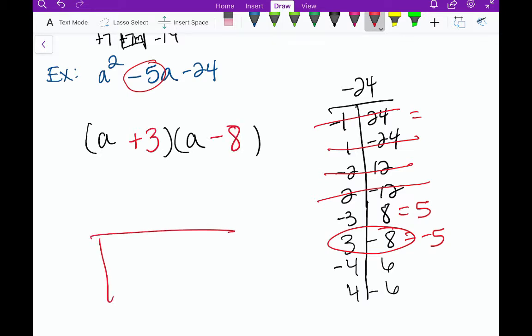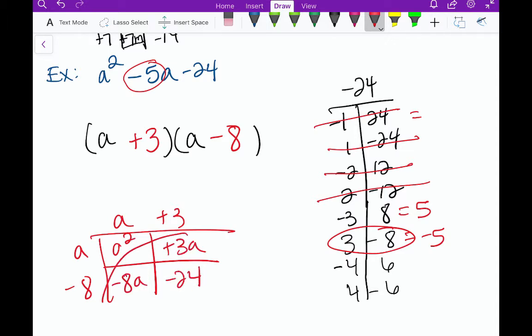And again, if I were to multiply this, a plus 3 and a minus 8, I would get a squared plus 3a minus 8a minus 24. 3 minus 8 is indeed negative 5. So here is our answer. Again, we're not solving anything. We are simply factoring a trinomial so that later in problems we can use that as a method to solve.